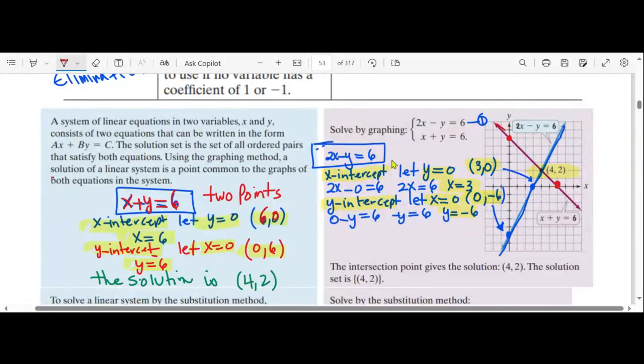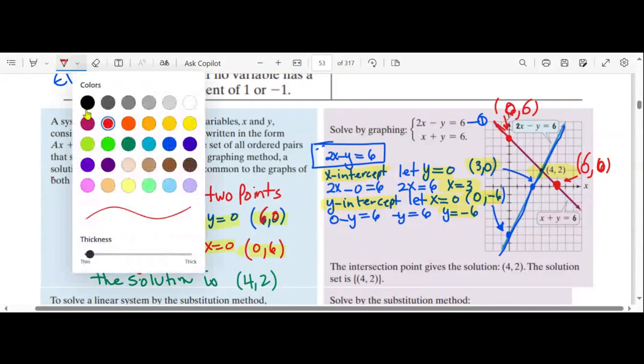So this point is what? 6 and 0. And the second point is what? 0 and 6. Is this clear? And then you connect, yeah, 6 and 0. That's correct. I was testing you. Ha ha ha. Okay. So now we have 2 points, and we connect the 2 points together, and we make the line.